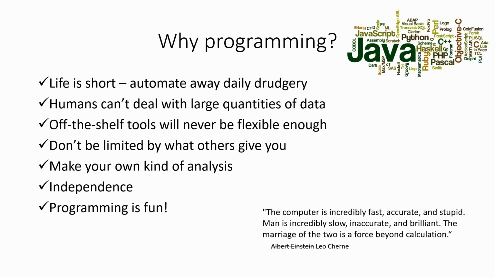And there is this very nice quote that I like, sometimes falsely attributed to Albert Einstein. It says, "The computer is incredibly fast, accurate, and stupid. Man is incredibly slow, inaccurate, and brilliant, and the marriage of the two is a force beyond calculation." Okay, so that's going to be our mission here. We're going to marry the two. We're going to marry a great biological researcher with very efficient programming tools, and we're going to see how far it can take us.